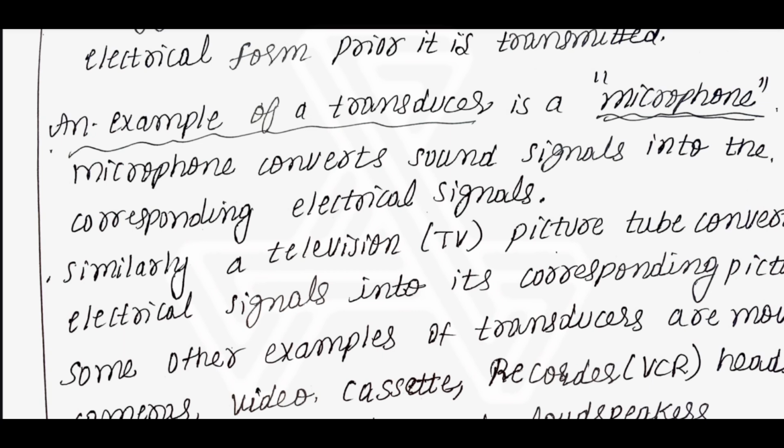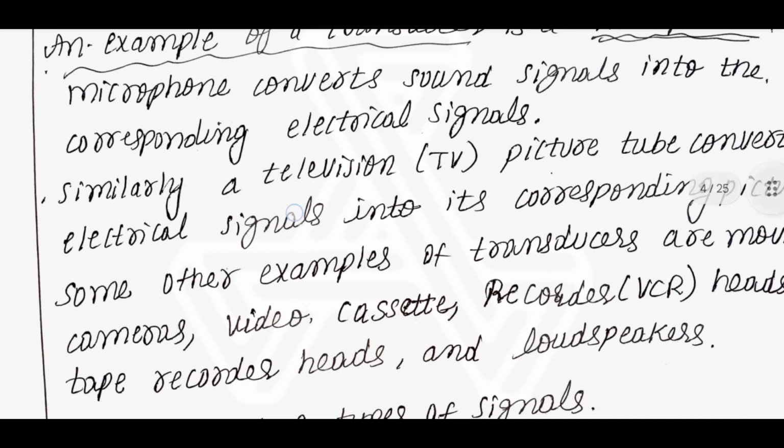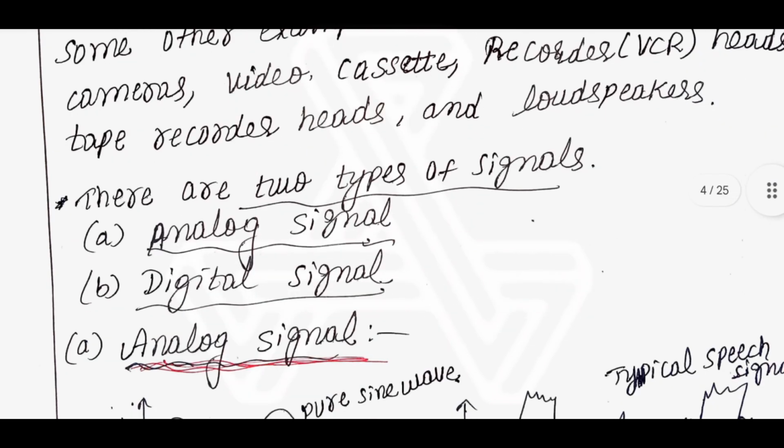Similarly, a television picture tube converts electrical signals into its corresponding pictures. Some other examples of transducers are movie cameras, video cassette recorder VCR heads, tape recorder heads, and loudspeakers. There are two types of signals: analog signal and digital signal.